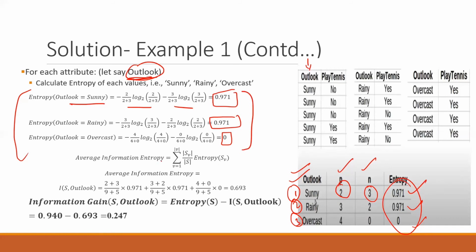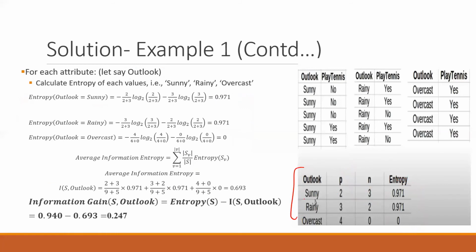Then for the average information entropy, you have to multiply these entropy values, but you also have to take care of the ratio. We know that for sunny, there are 2 plus 3 upon 9 plus 5, since total positive and total negative are 9 plus 5. So the denominator will be 14 every time. But in the numerator, 2 plus 3, 3 plus 2, and 4 plus 0, all the values have been taken from the table on the right hand side.